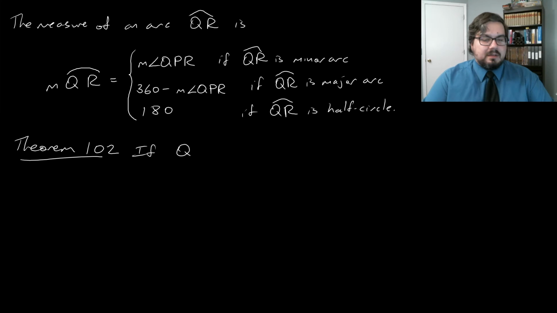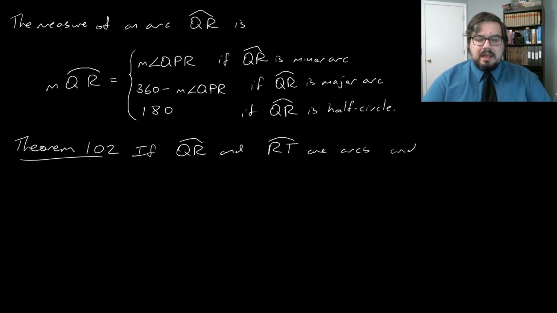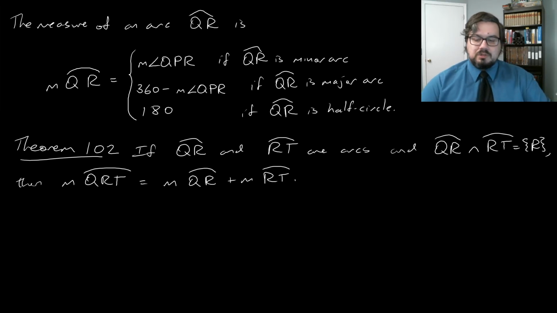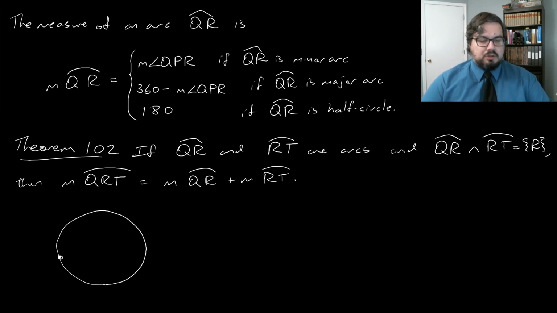If arc QR and arc RT are arcs, and they only overlap at the point R, their intersection is only the point R, then the measure of the arc QRT is equal to the measure of the arc QR plus the measure of the arc RT. So the picture for what's going on here is good to keep in mind.